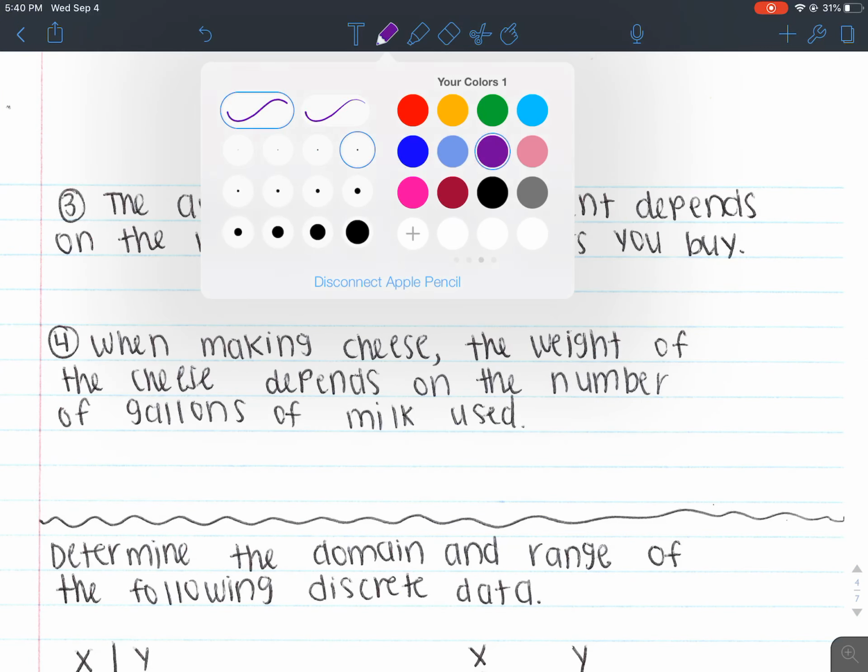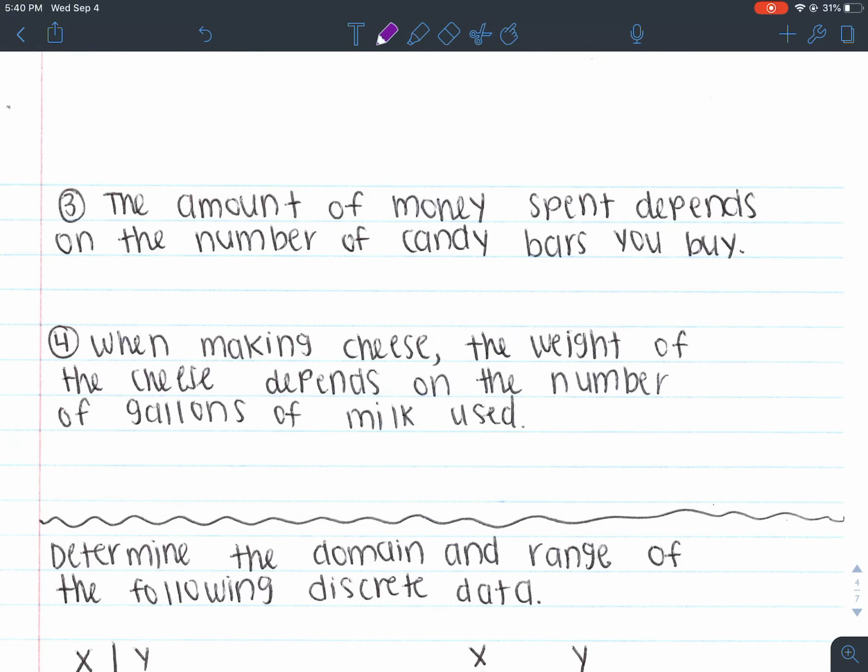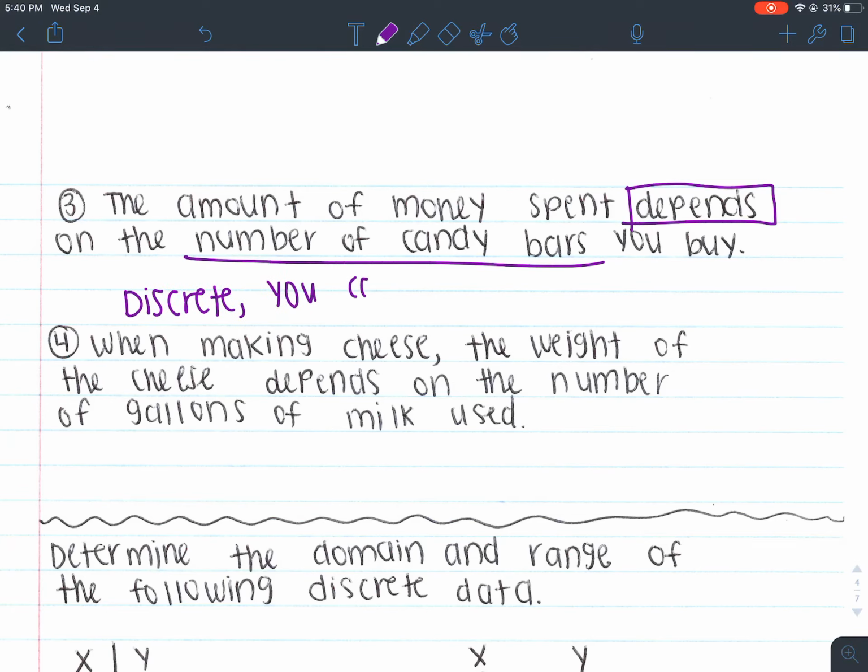All right, number three, the amount of money spent depends on the number of candy bars you buy. So it depends on the number of candy bars. You can't go to Walmart and buy half of a candy bar. You can't rip it in half and then ask to buy it. It doesn't work like that. You have to buy a whole candy bar. So this is going to be discrete. You can't buy part of a candy bar.